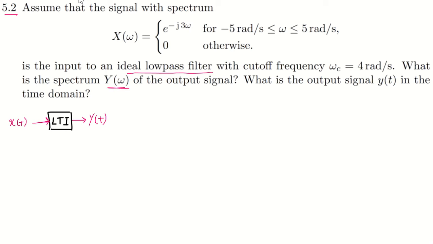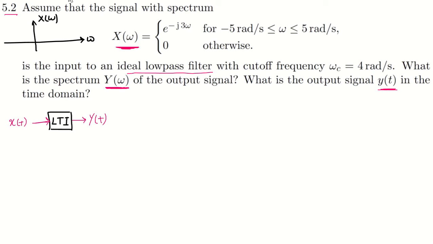We are looking for the output in frequency domain, and also for the output in time domain. So we have the input in frequency domain, and if you look at the expression for this input in frequency domain, and I want to plot that, it looks like this. Say this is omega and this is x of omega.